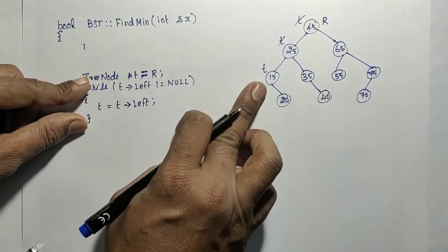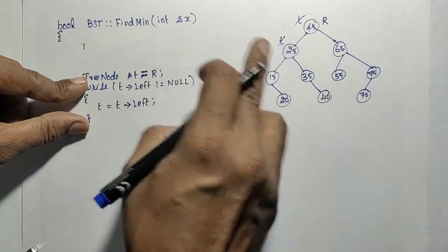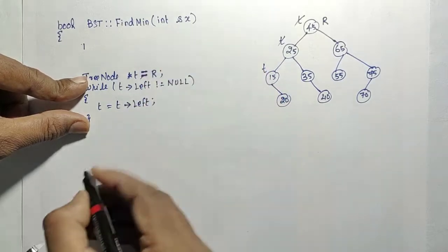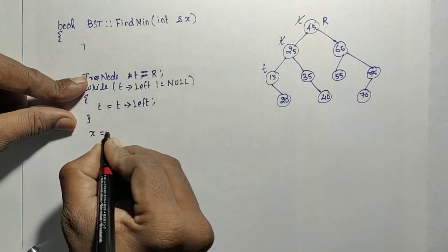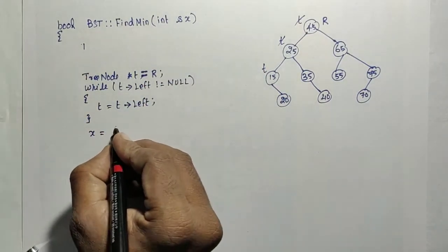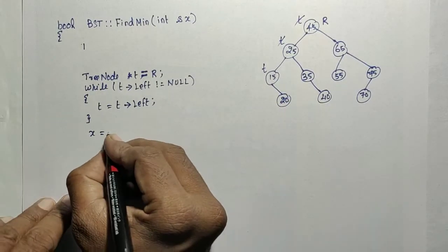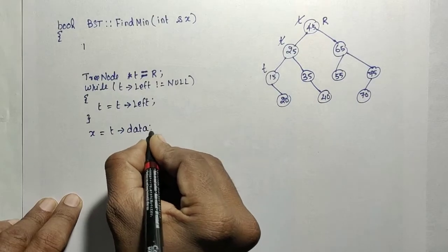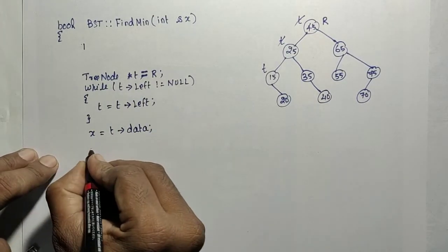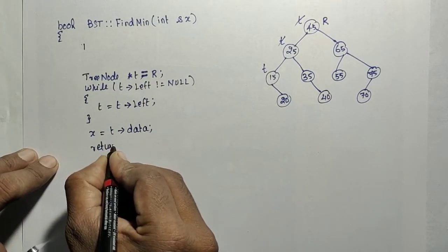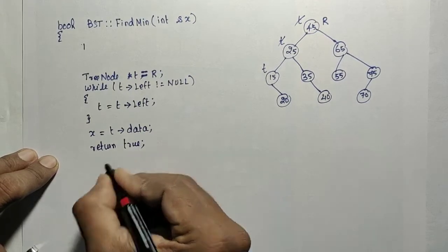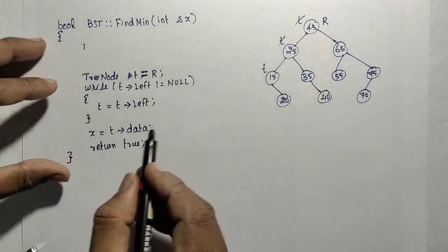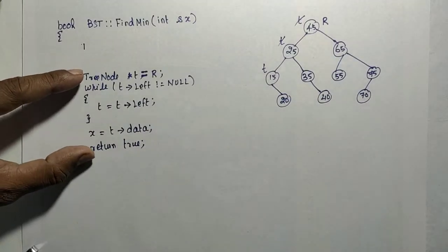Now t is pointing to the leftmost. So that data has to be updated in x. x is the output variable, int ampersand. So x equal to t of data, and then return true. Okay, so this is the code for finding the leftmost.